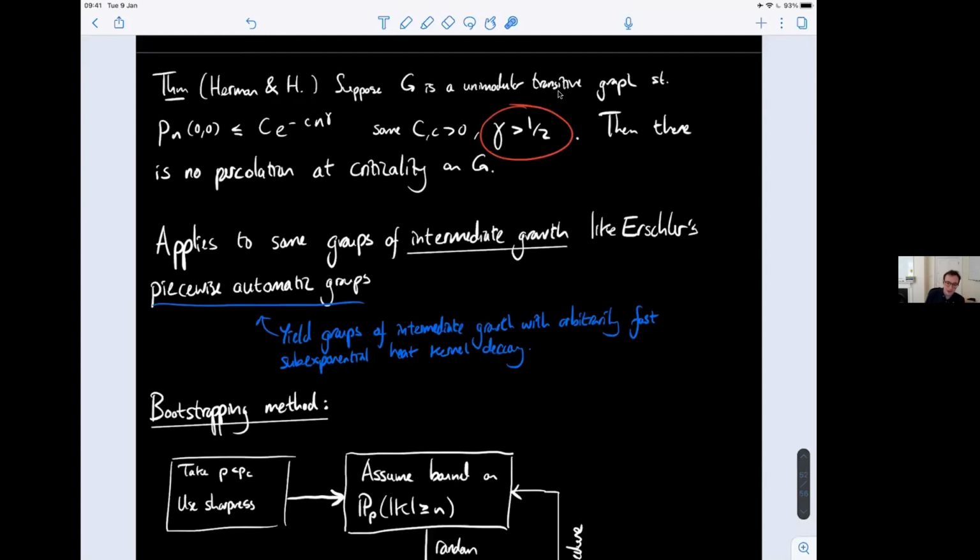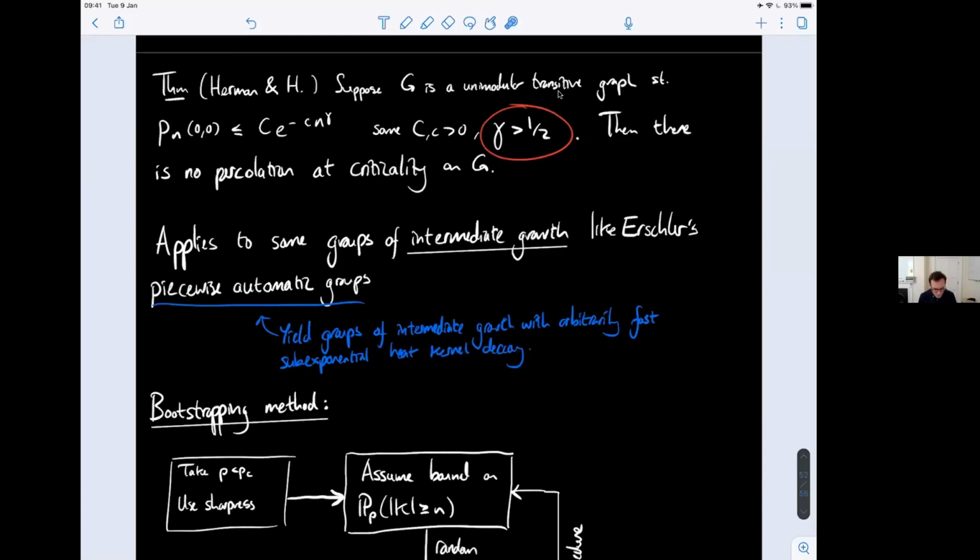And what these are good for is that they show that you can construct groups of intermediate growth where the return probabilities decay arbitrarily quickly, provided that it's sub-exponential, right? So we know that non-amenability is equivalent to exponential decay of return probabilities. But what Oeschler's construction shows is that if you just want something close to being exponential decay, like e to the minus n over log n, whatever you want, anything sub-exponential, you can find a group that has sub-exponential volume growth, but satisfies that return probability decay condition. So in particular, you certainly have groups of intermediate growth with this stretched exponential return probability decay with large exponents.